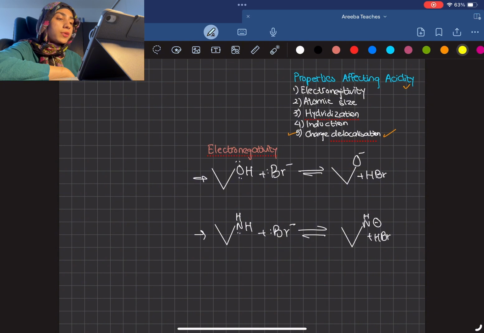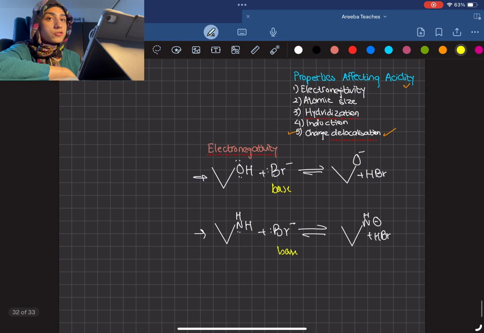Over here I have two equations. So I'll be comparing this acid with this acid. Well, how do I even know these are my acids? That's because the bromine I'm reacting it with is a base. How do I know that? It has a negative charge. That's how. And this is my acid.